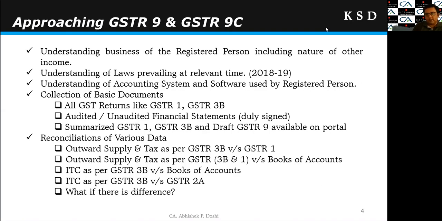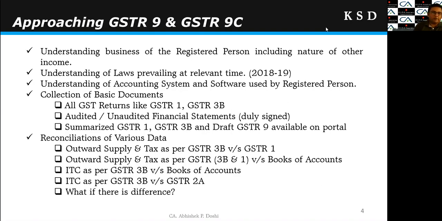After reconciling the same, we need to reconcile the outward supply and tax of the GST returns, either 3B or 1, or actual data, with books of accounts. Right? Similarly, we have to make reconciliation for input tax credit as per 3B and books of accounts, and input tax credit as per 3B with GSTR 2A. Right? We have to do compilation and reconciliation of all this data.